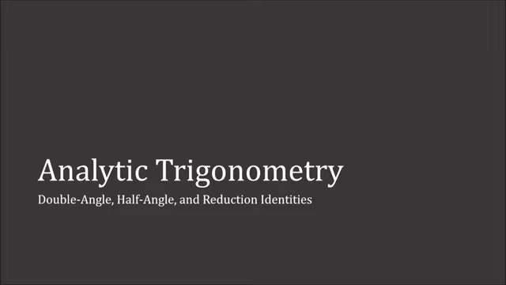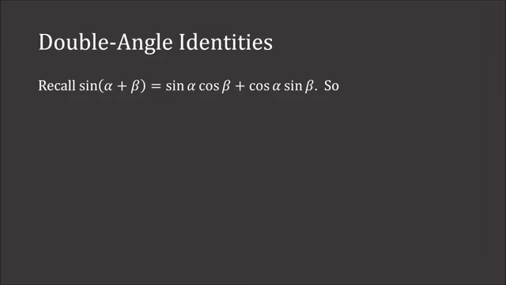In this video, we'll be looking at the double angle, half angle, and reduction identities for the trigonometric functions. So recall that sine of alpha plus beta was equal to sine of alpha times cosine of beta plus cosine of alpha times sine of beta. So we can use this to derive the double angle.